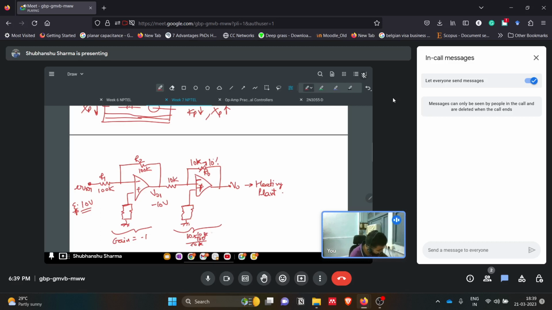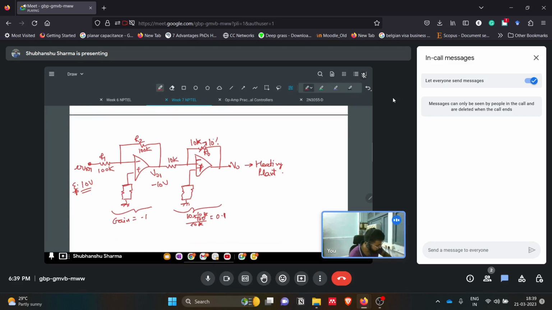100. So this will get 0.1. So this will attenuate this minus 10 volt signal to 0.1. That will make our V naught, the output voltage, minus 10 into 0.1, which is minus 1. Or rather plus 1, because this is itself an inverting amplifier, so that will be 1 volt. So we'll get a 1 volt signal here.